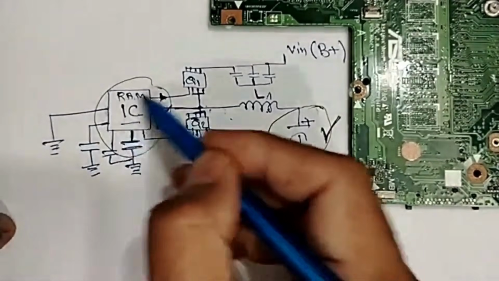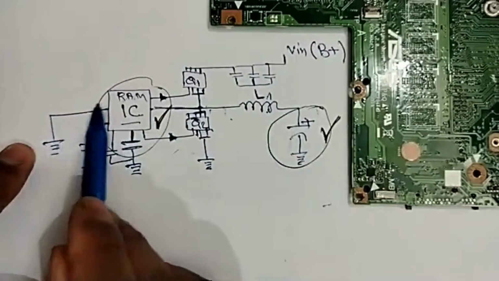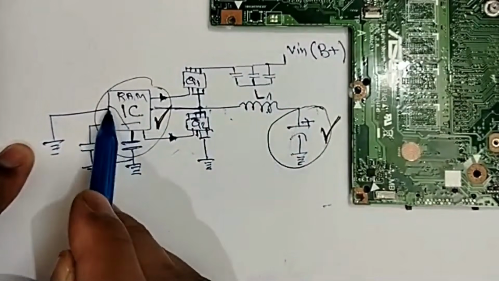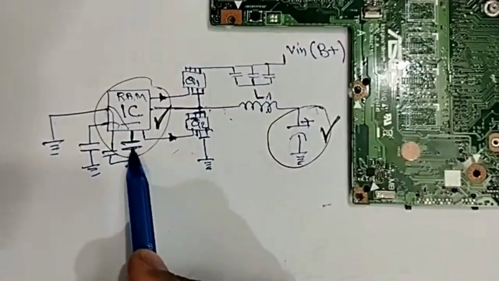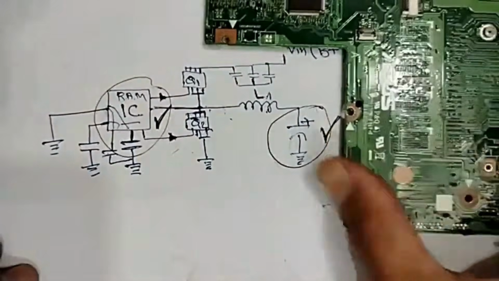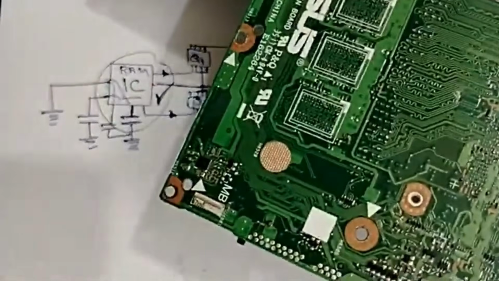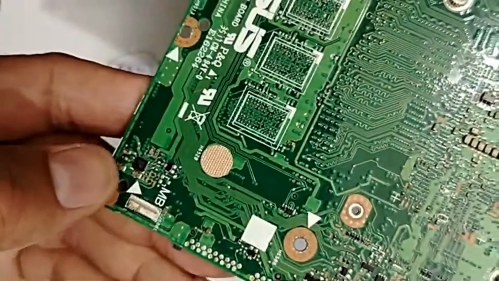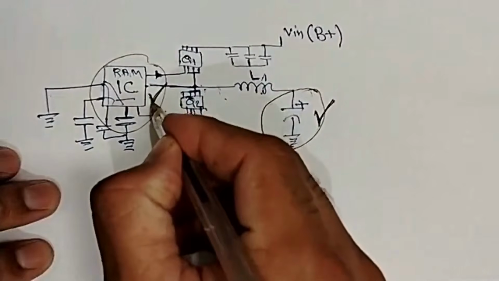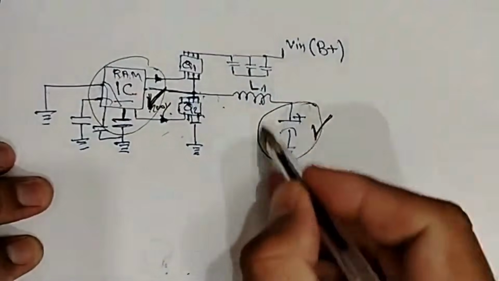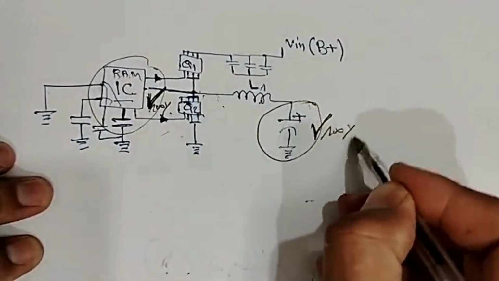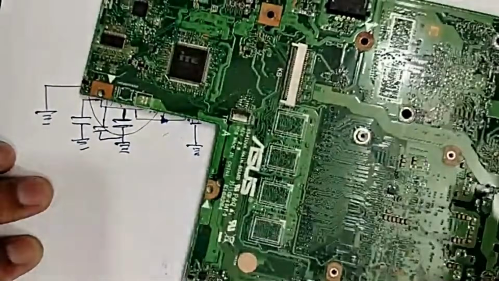So if the IC is shorted, these capacitors will be shorted. But once these capacitors are not shorted, as we have seen here, my friends, once these capacitors around the IC are not shorted, it means the IC is good, 100%.